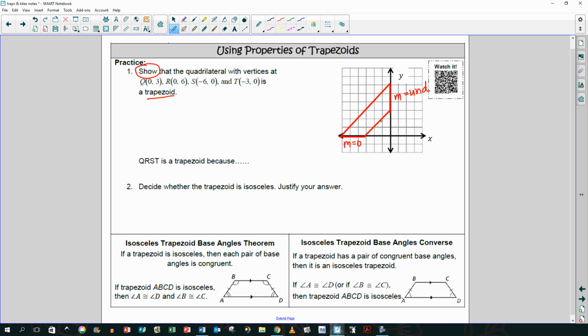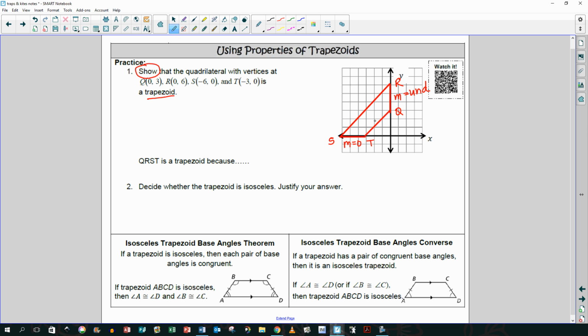So now the slope of this one. So let me label: this one's Q, R, S, and then that's T.